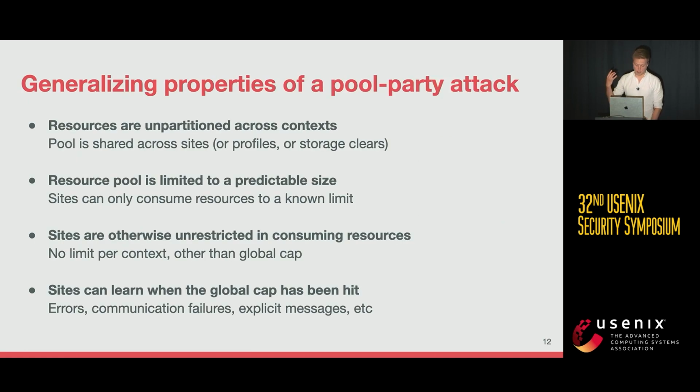Again, the properties here that are core to this are, first, that the resource pool is unpartitioned. Both sites are pulling from the same single video that can be playing in this example. Second, the sites know how big the pool is, so it's predictable based on other information that the site has, like the user agent string. Third, sites are not generally restricted from reading or writing to the covert channel, other than the global limit. Sites can play videos arbitrarily. And last, sites can detect when the resource pool cap has been hit.